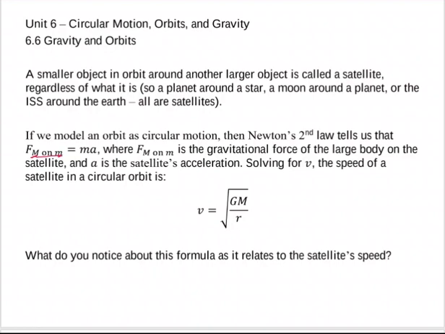So if we look at that equation, what do you notice about that formula as it relates to the satellite's speed? It looks a lot like something else we've done. It does look like something else that we've been working with, but in the formula, how does the speed change? If its radius is increased, its speed is decreased. Okay, if we increase the radius, that makes the fraction smaller, which would create a smaller velocity. So what else?